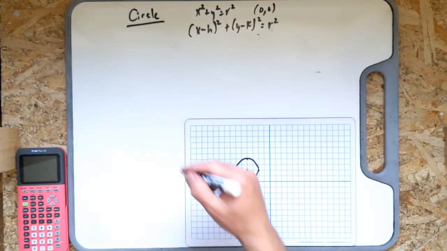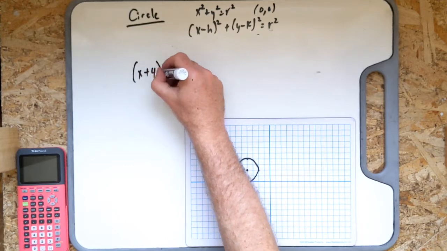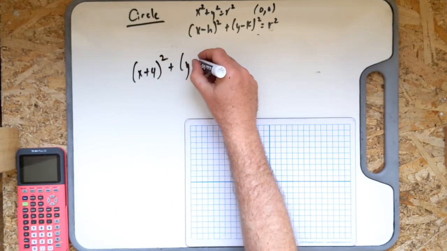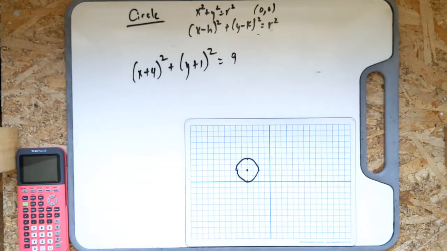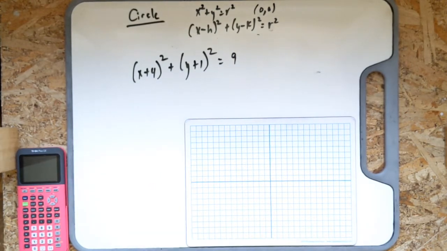Let's check this one out. Let's do (x + 4)² + (y + 1)² = 9. Okay, pause the video there and try to graph that yourself and come back.